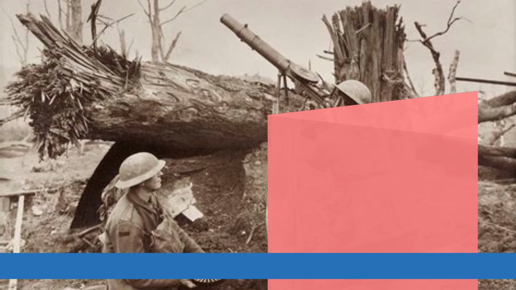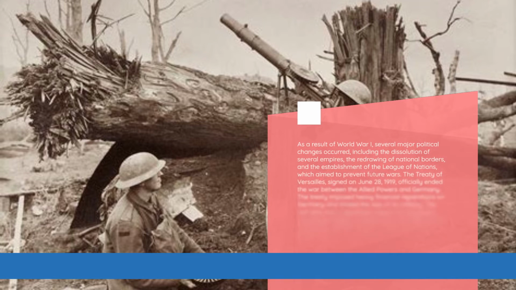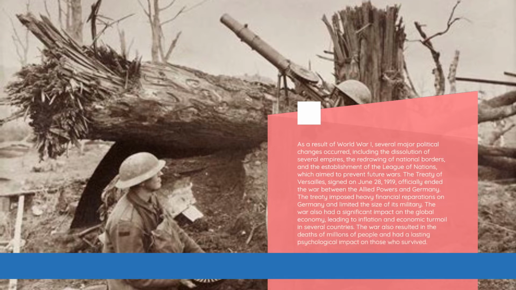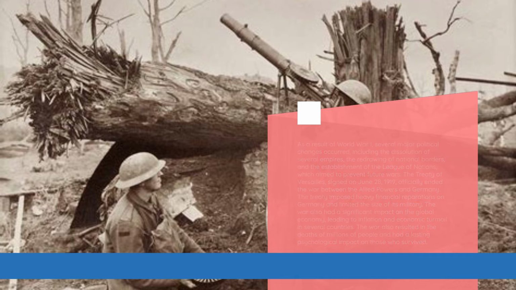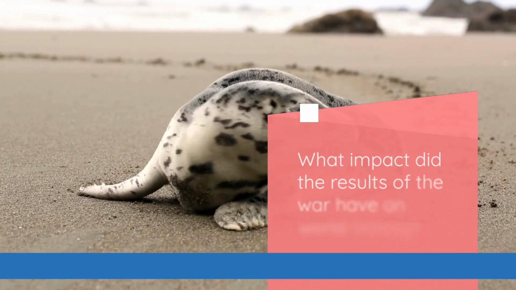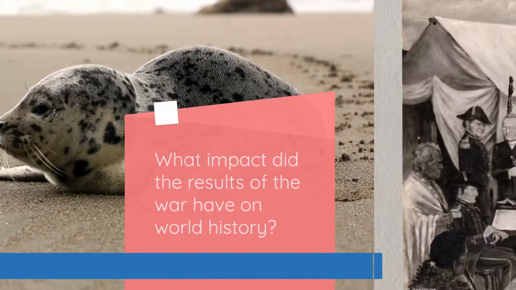What happened as a result of the war? As a result of World War I, several major political changes occurred, including the dissolution of several empires, the redrawing of national borders, and the establishment of the League of Nations, which aimed to prevent future wars. The Treaty of Versailles, signed on June 28, 1919, officially ended the war between the Allied powers and Germany. The treaty imposed heavy financial reparations on Germany and limited the size of its military. The war also had a significant impact on the global economy, leading to inflation and economic turmoil in several countries. The war also resulted in the deaths of millions of people and had a lasting psychological impact on those who survived.